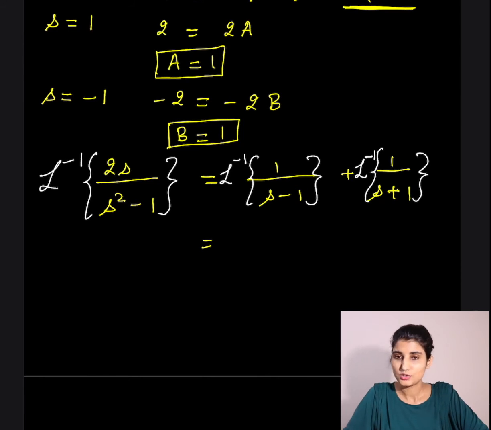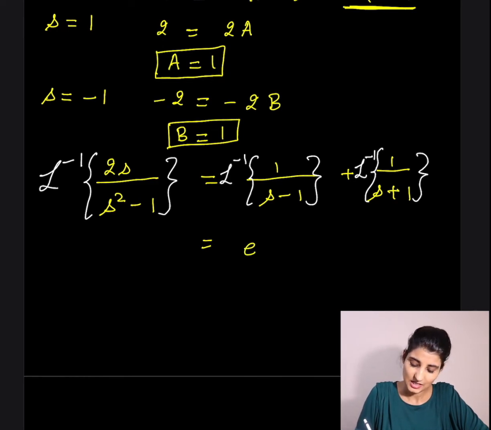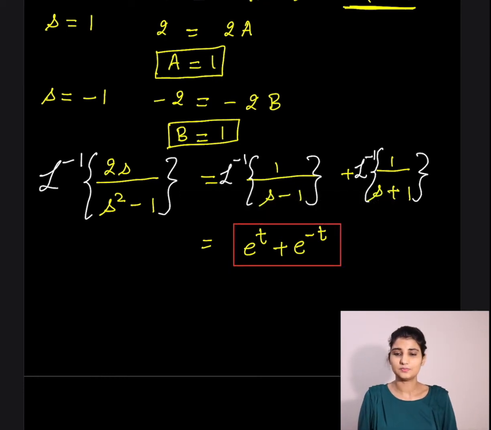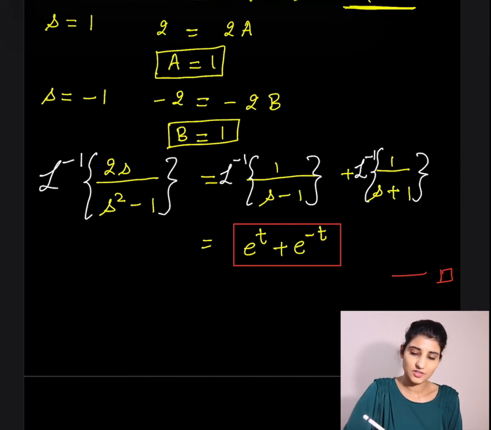So use your table to find out what is Laplace inverse of 1 over s minus 1, and it is e power t. Laplace inverse of 1 over s plus 1 is e power negative t. So this is our answer. So simply we use the method of partial fractions if the function doesn't match with our table, and then we take the Laplace inverse. Let's see one more example.